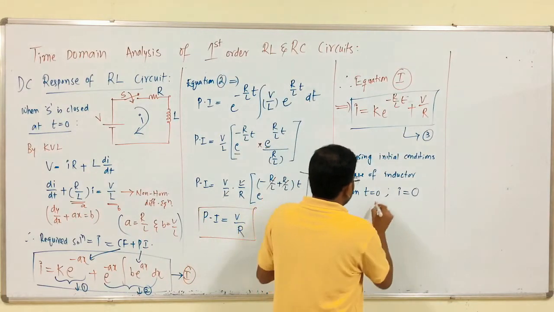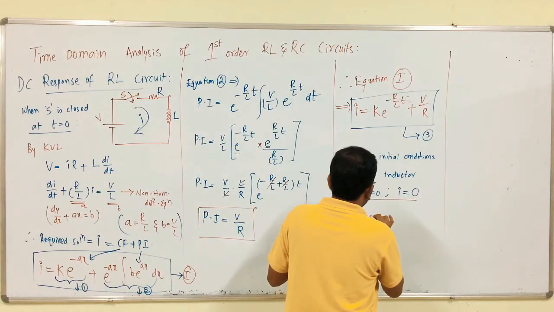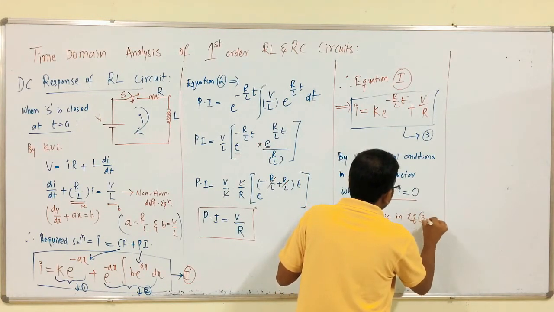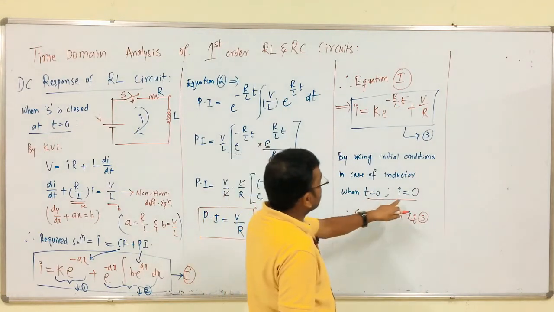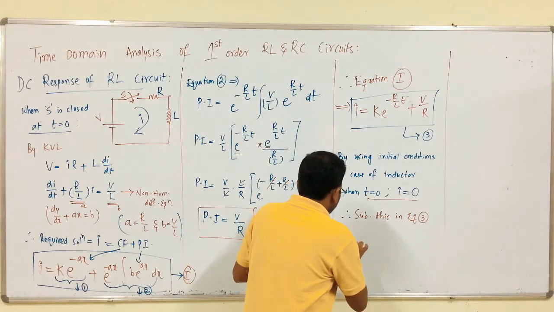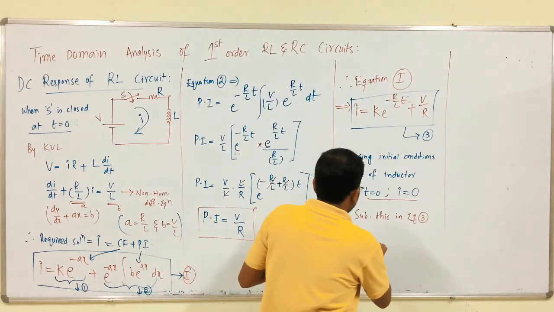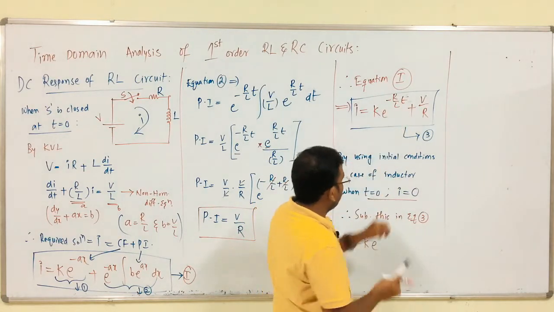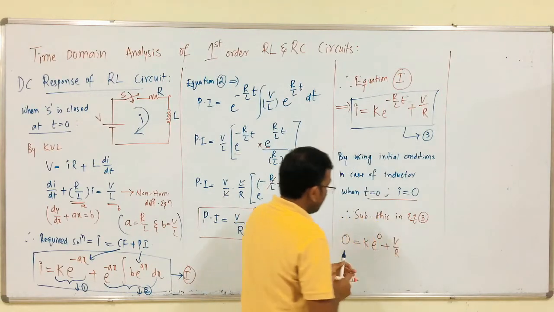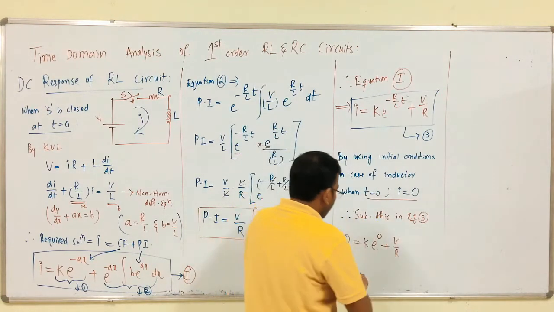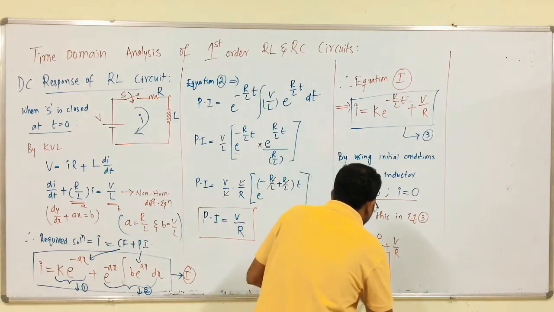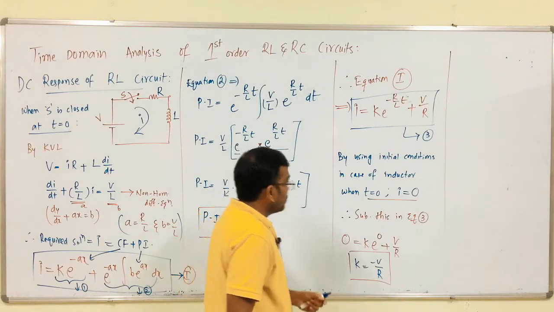Therefore, substitute this in equation 3. So, when T is equal to 0, I is equal to 0. So, from this, 0 equals K into e power 0, since T is equal to 0, plus V by R. E power 0 is nothing but 1. So, from this K is equal to what? Minus V by R.